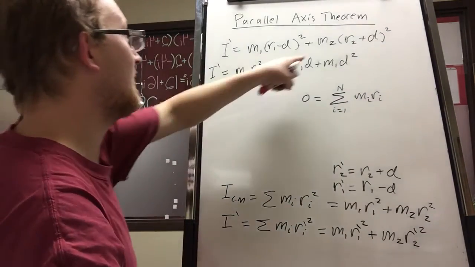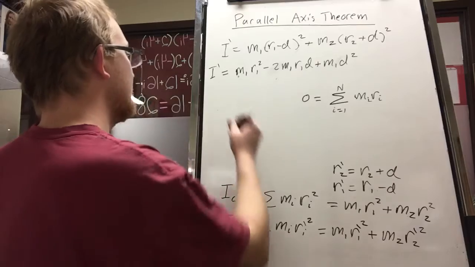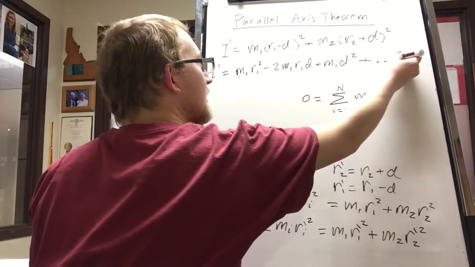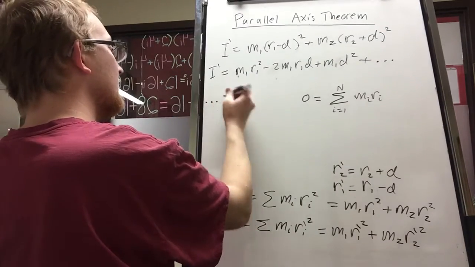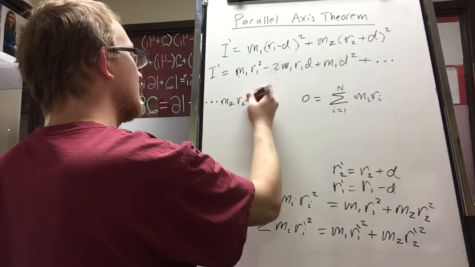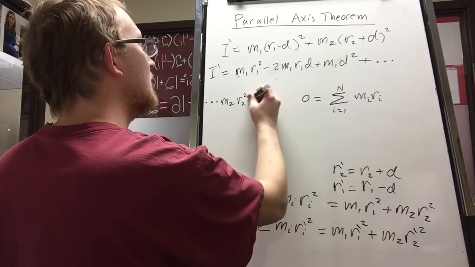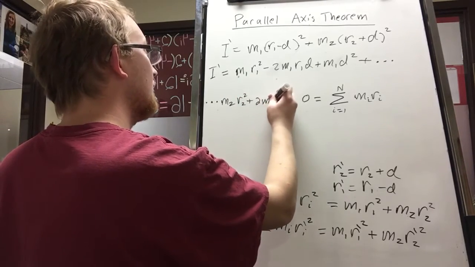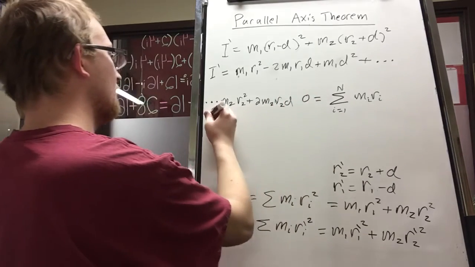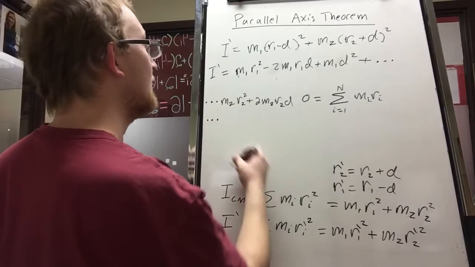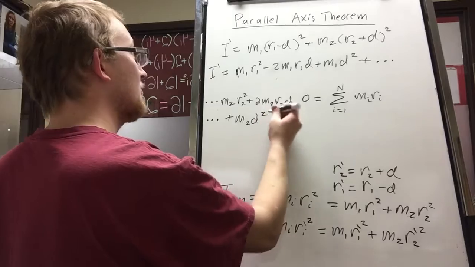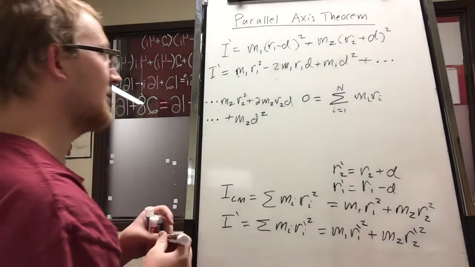Okay, now I'm going to do this one. I'm going to write it lower down the page so I have more room. Put a little dot, dot, dot here, and then pull it out down here. So this is going to equal m2 r2 squared plus 2 m2 r2 d, and then we have dot, dot, dot again, plus m2 d squared. Alright, now I'm going to go ahead and group.